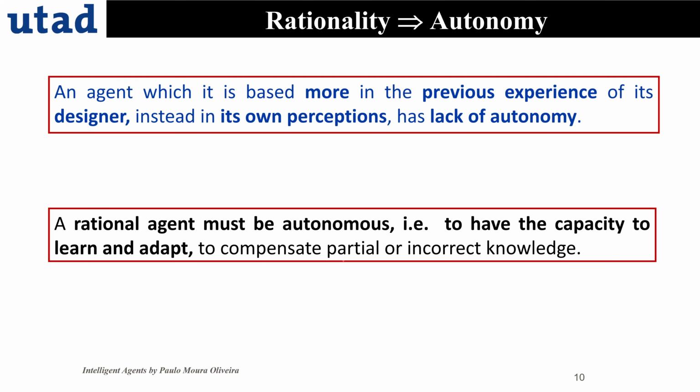So an agent which relies more on the previous experience of the designer instead of its own perceptions lacks autonomy. For instance, imagine if we just trusted our parents' knowledge and didn't learn anything from life, so we wouldn't have any autonomy. So a rational agent must be autonomous. It must have the capacity to learn and to adapt, to compensate for partial knowledge and also incorrect knowledge.